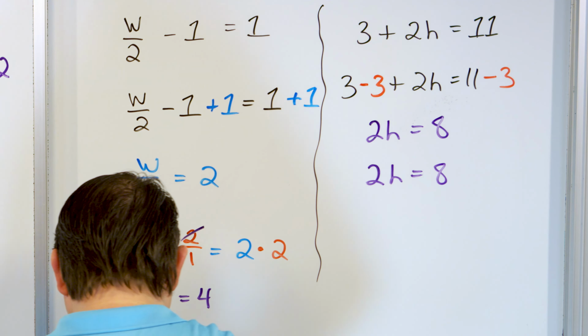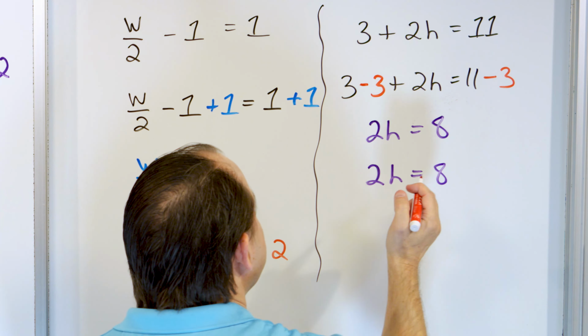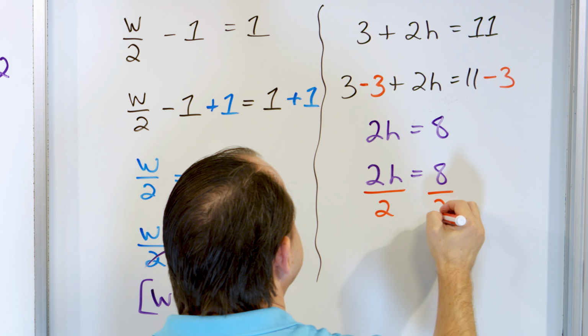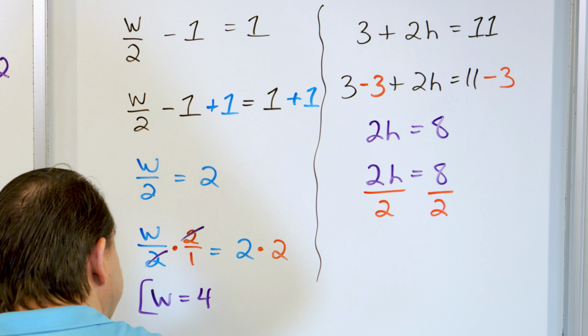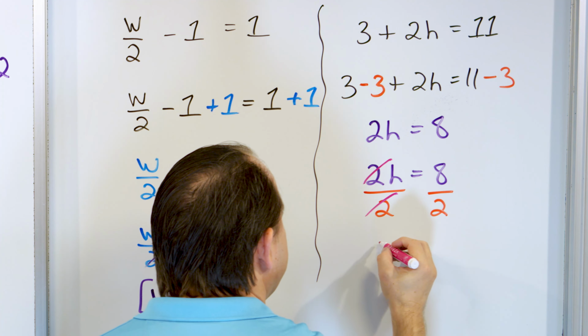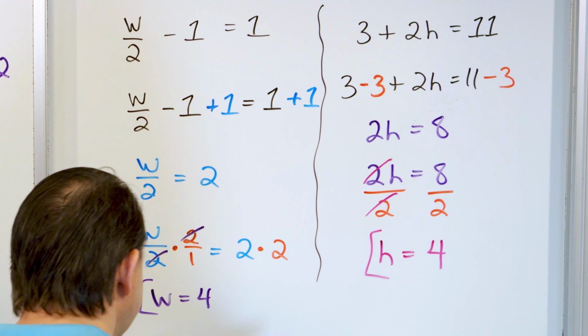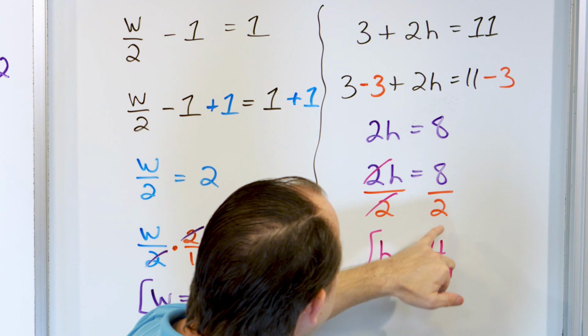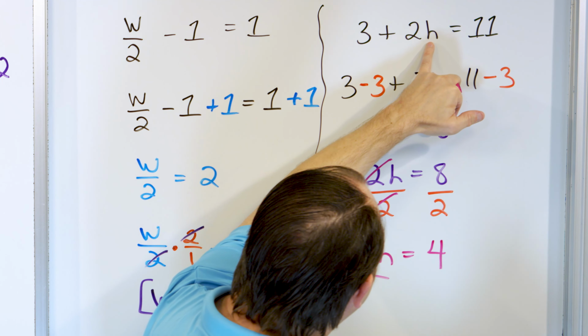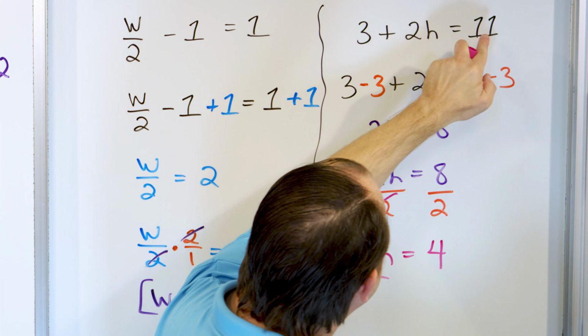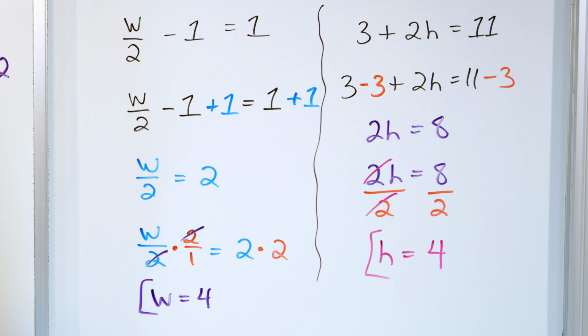What do I do to get rid of the 2, which is right next to my variable? I divide by 2. I do the opposite. And I know that these 2's will then cancel, and so I'll have a variable h left over. 8 divided by 2 is 4, and you get an answer of 4. You can check it by putting 4 in here. 2 times 4 is 8. And then 3 plus this 8 is indeed 11, so 4 is the correct and final answer.